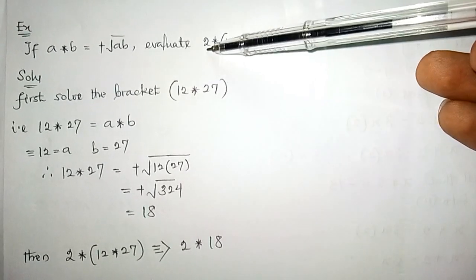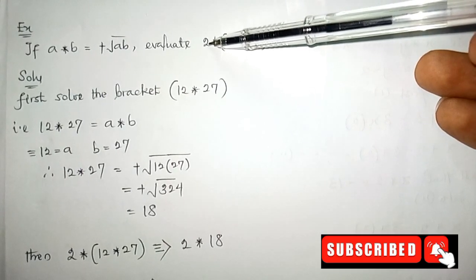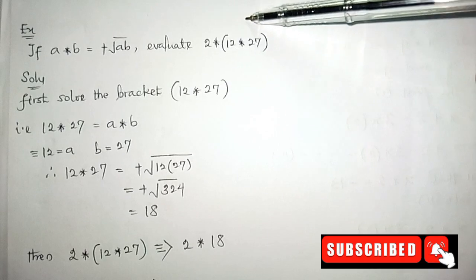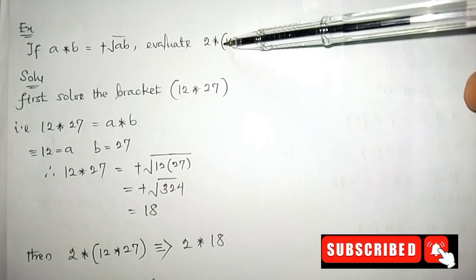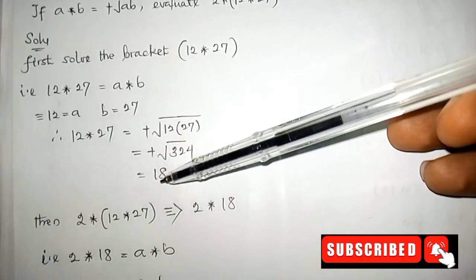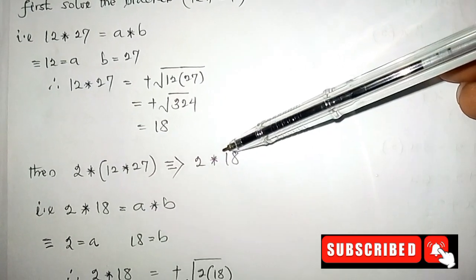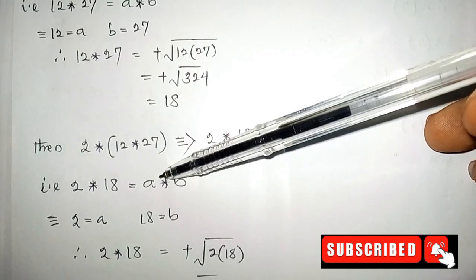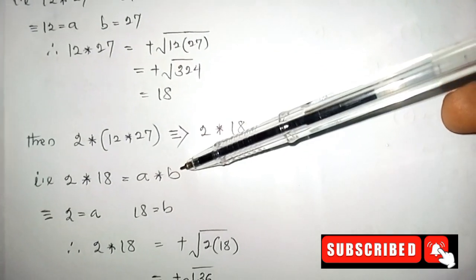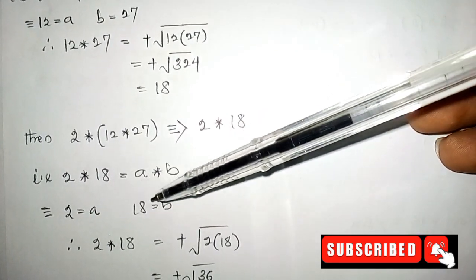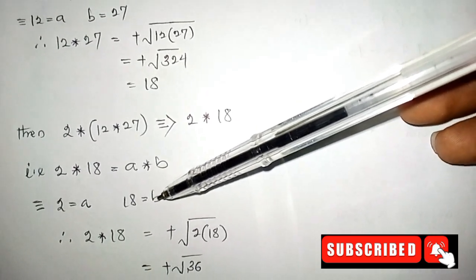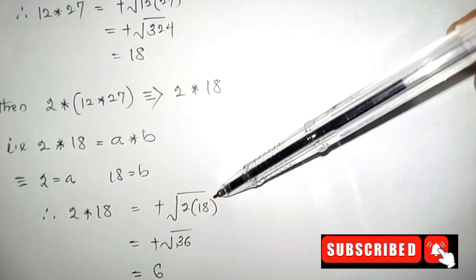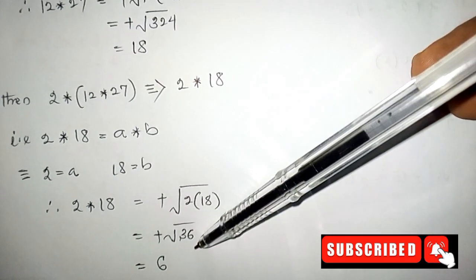Then we recall again, remember that we have 2 * over this bracket. So now we make the value that we've gotten for this bracket as b. So we then have 2 * 18, which is also equivalent to a * b. So 2 equals a, 18 equals b. Therefore, we now bring in the function as we were given from the start, and we have our answer as 6.